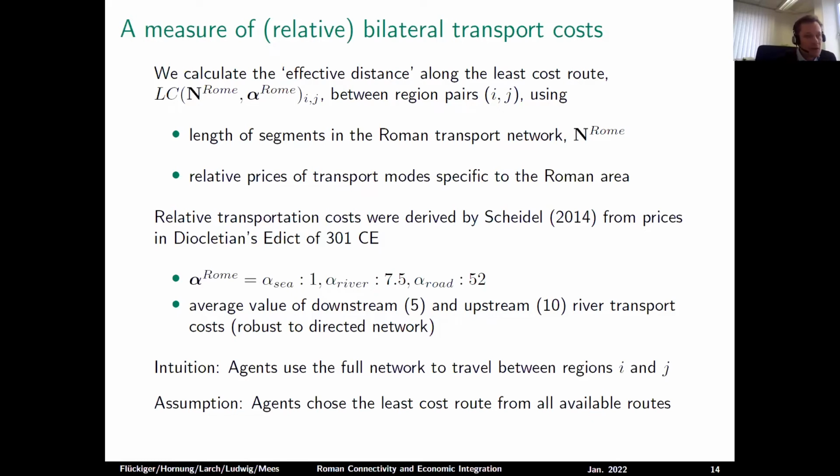So the intuition is that if I'm a merchant in Roman times, I can use the full network to travel between regions I and J, and I will pick the route that is the least costly to me from all the available routes. And so if these relative transport costs are somehow relevant, we will see that the least cost routes that we calculate are important for the volume of trade that we observe.